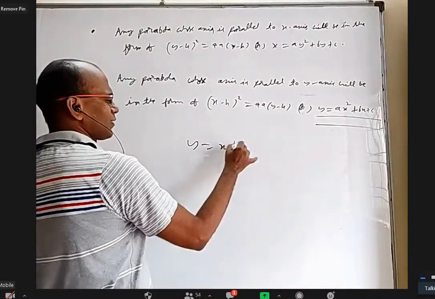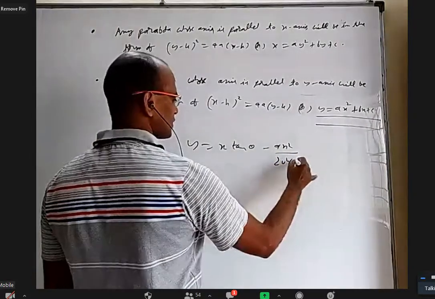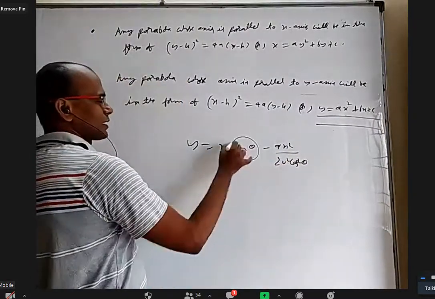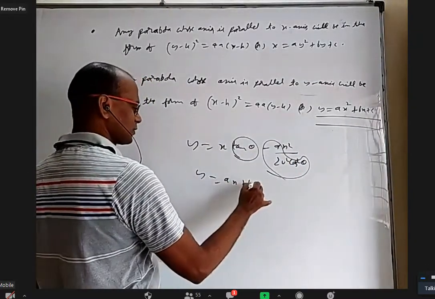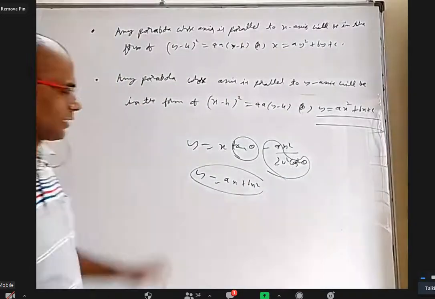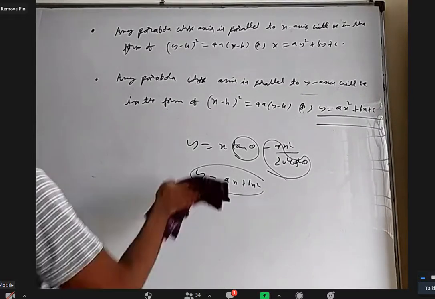You will get something like y equal to x tan theta minus g x square by 2u square cos square theta, something like that. And then you call this as a, this whole thing as b, and say it is in the form of ax plus bx square plus c, the c may not be there, and so this represents a parabola. Am I right? Okay.